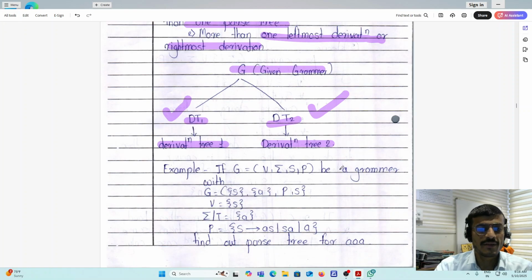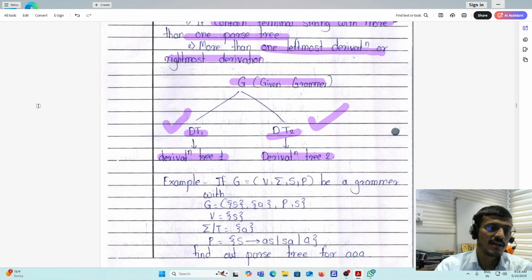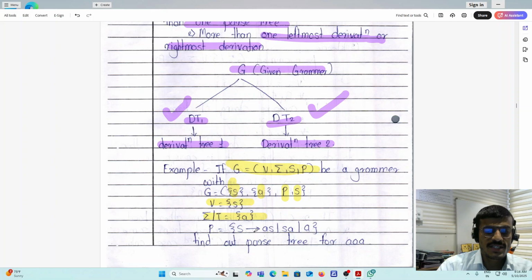Now take one example and we verify what is meant by ambiguity. Let us consider a grammar G with tuples V, Σ, S, P. Here S is the starting symbol, A is the terminal symbol, P is the set of productions, and S is the starting symbol. So V is nothing but S, and the terminal symbol is A. Then they have given productions. A total of 3 productions are given. The first production S tends to AS, the second production S tends to SA, and the third production S tends to A.